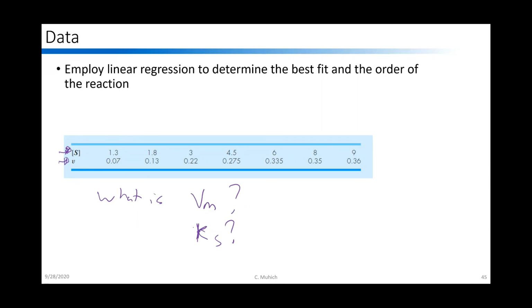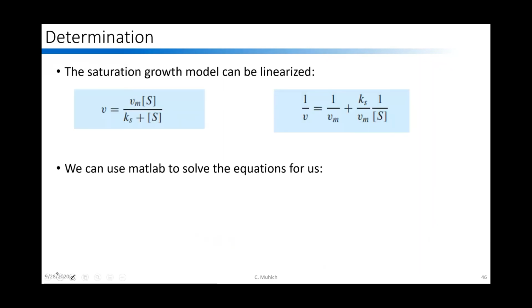You may be saying to yourself, well, Professor Muick, we don't know how to deal with such complicated equations, but we really do, because we're going to use that linearization profile. If I take my first order model, we can take the inverse of both the right and the left-hand side of the equation. When we do, we get 1 over the reaction rate is equal to 1 over Vm plus Ks over Vm times 1 over S.